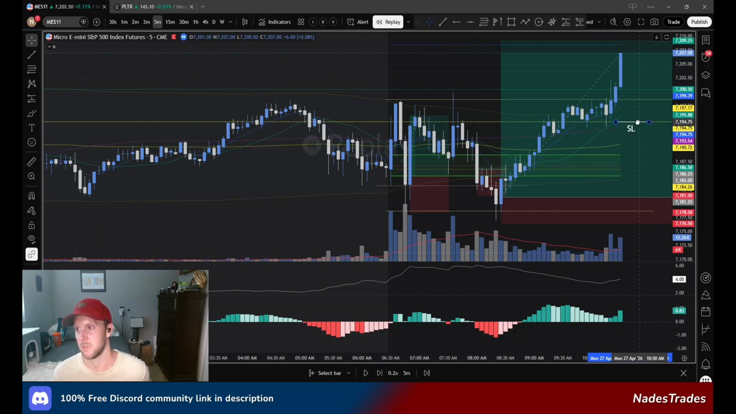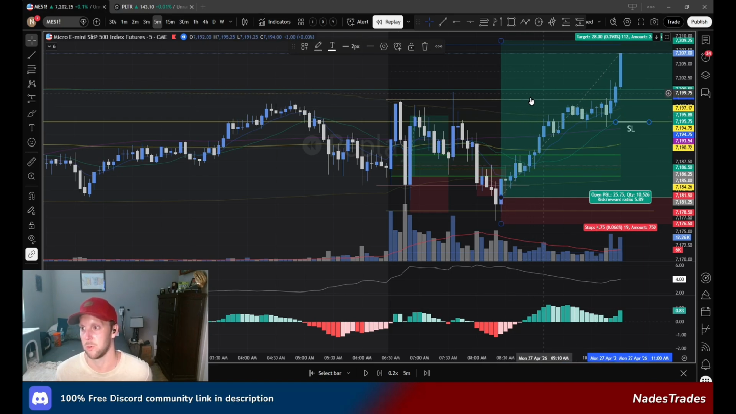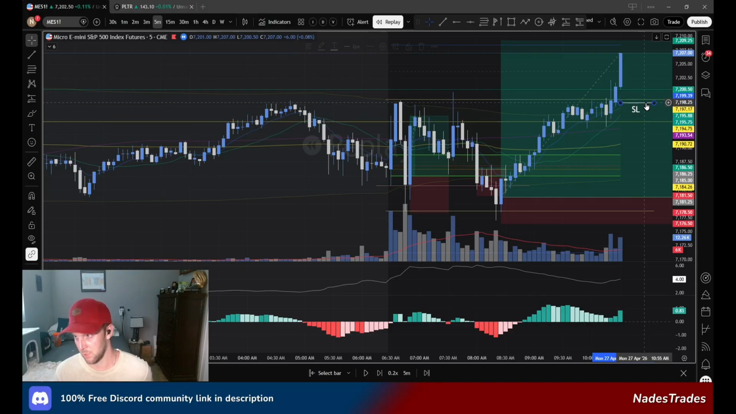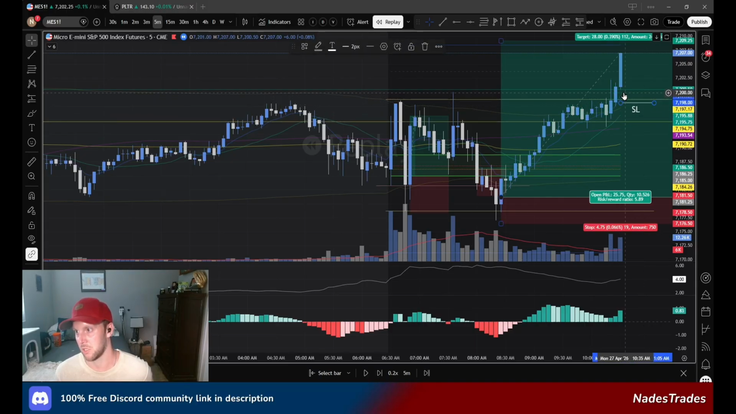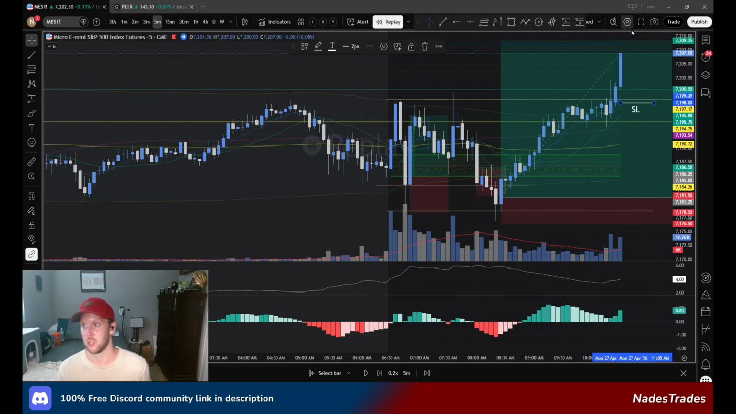I trailed it a little tighter at this point, once I see we get this nice big extension push through previous day high, through our 30-minute ORB high. So at this point, I start trailing it right below our 9 EMA, which is down here. I want this to be able to catch up if price does pull back, catch up and shoot it up higher.